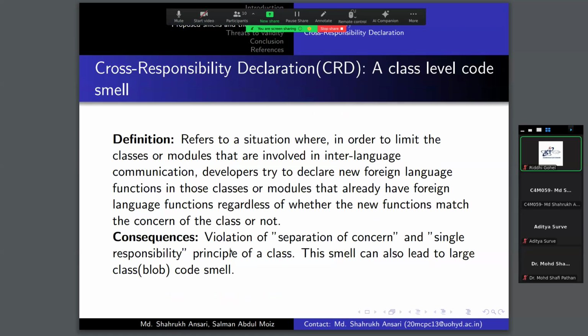The other smell is cross responsibility declaration. It is a class level code smell, and it refers to a situation when, in order to limit the classes or modules that are involved in interlanguage communication, developers try to declare new foreign language functions in those classes or modules that already have foreign language functions, regardless of whether the new function matches the concern of the class or not. And this smell violates the separation of concerns and single responsibility principle of a class, and this can also lead to the large class code smell, which is a single language code smell.